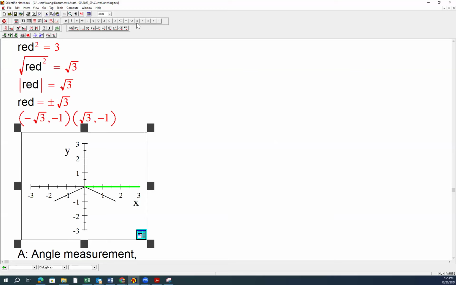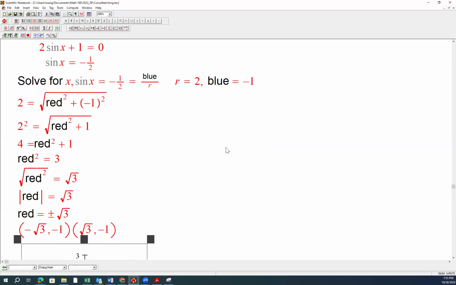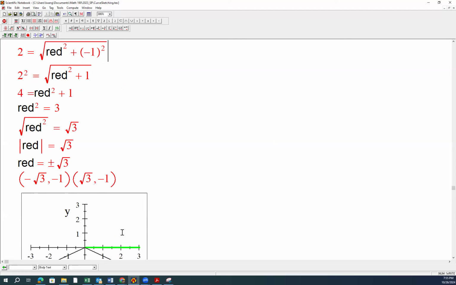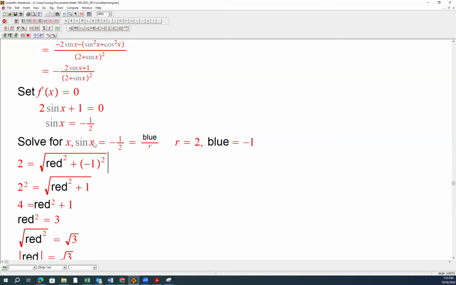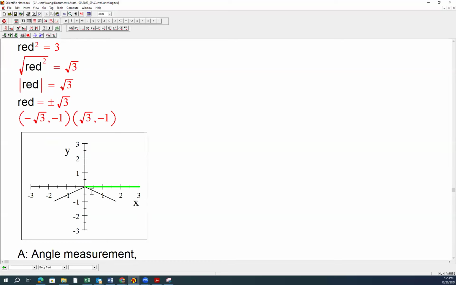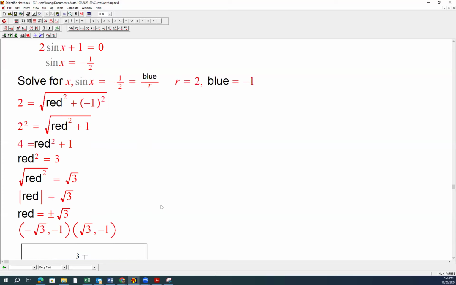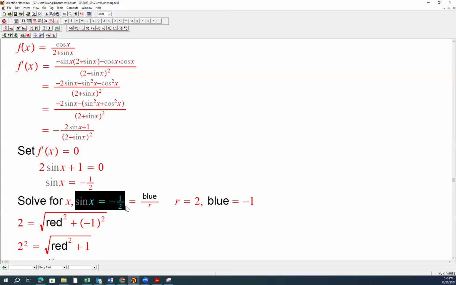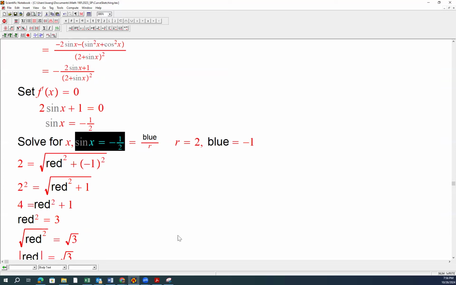So this process, let's look back. We get blue equals -1, R equals 2. So from D to A, we're not at A yet, but we found a terminal. All the angles that terminate here, some terminal here, some terminal there, will have the same sine ratio, which is -half.